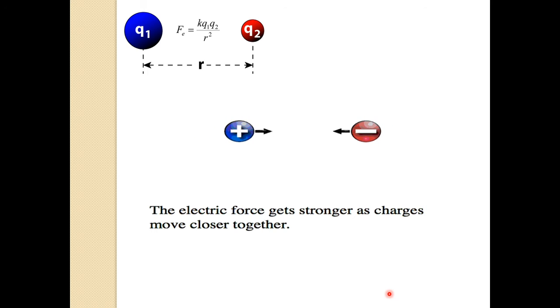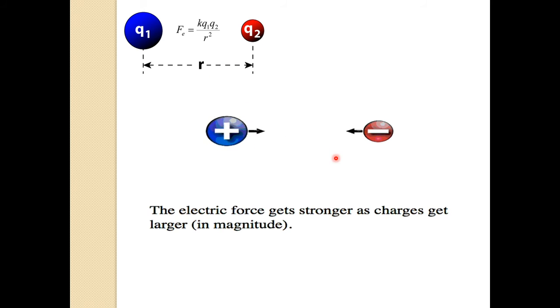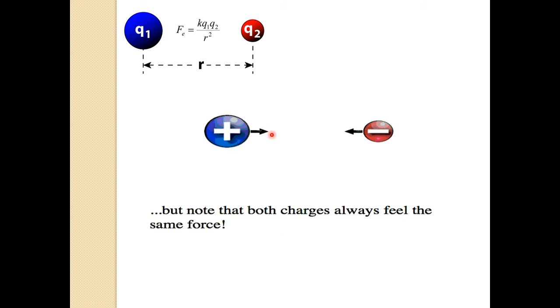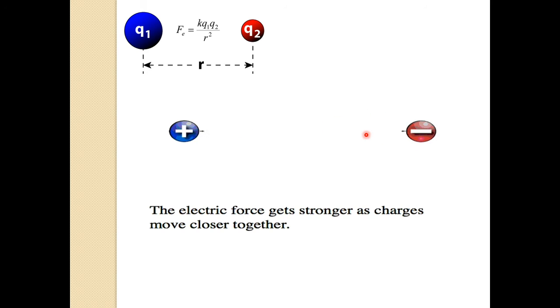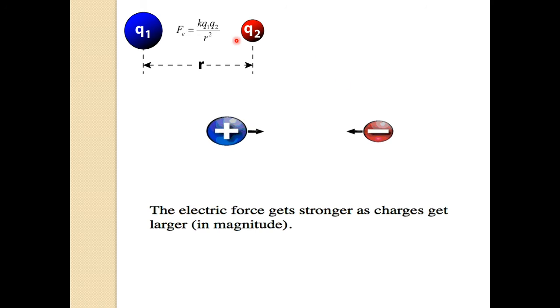Now observe what we came across in the earlier slide, and observe these two charges. The arrows represent force. When the arrows get bigger the force is bigger. When they are further apart, the arrows become smaller. When they come closer, the force increases. You can observe and predict this behavior from this equation.